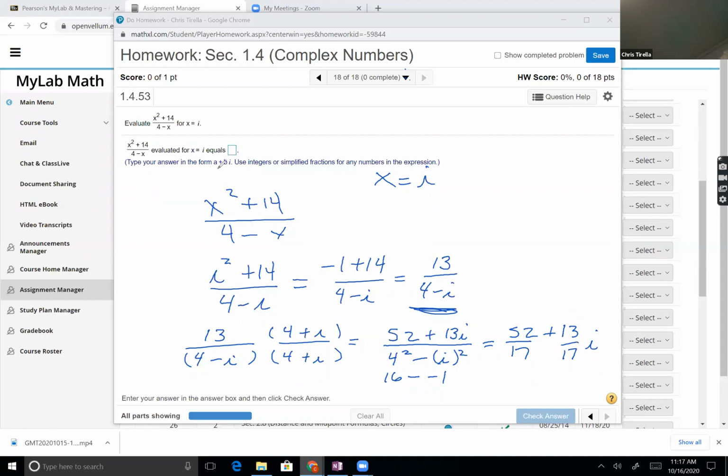And I want to split it up because they say specifically a plus bi form. So that tells me take that one fraction, turn it into 2 fractions, and then pull your i out so that you have a coefficient of 1. Okay? Better? Yeah, much better. Okay. Can you go over 12?